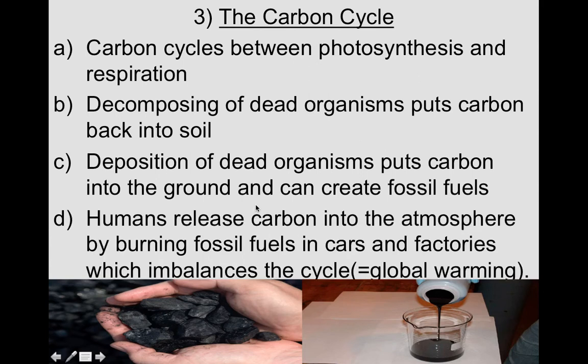And then humans release the carbon into the atmosphere by burning those fossil fuels in cars and factories, which is actually now imbalancing the cycle, which leads to, again, what's called the greenhouse effect. And over time, the greenhouse effect has caused global warming. And now the new concept from those things is global climate change, or what I call climate imbalance, where we're seeing imbalances with increased hurricanes and things like that, where it's not balanced the way it was, and the weather patterns and climate patterns are changing because of the burning of these fossil fuels.